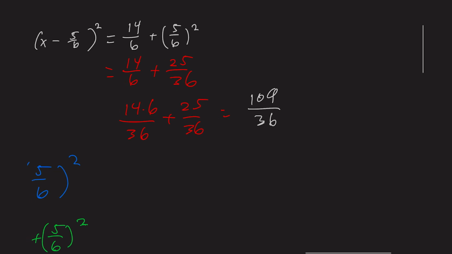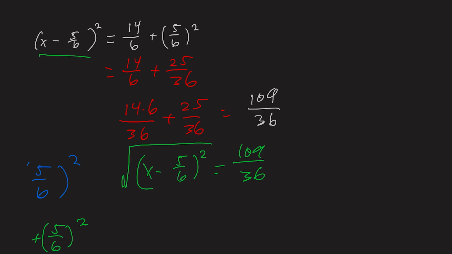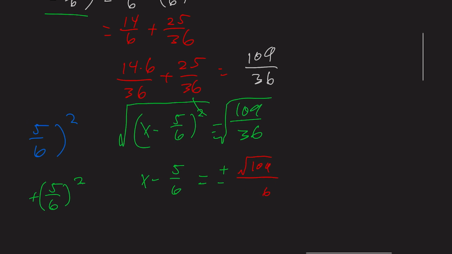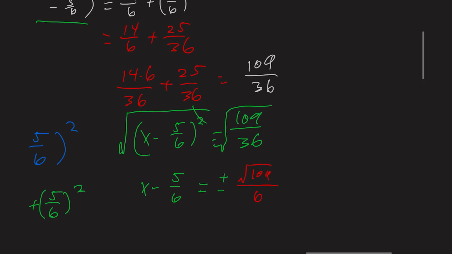So now I can rewrite my equation from up here. X minus 5 over 6 squared equals 109 over 36. And now I should be free to take my square root of both sides. So this is going to leave me with x minus 5 over 6 equals plus or minus, don't forget that, our rad 109 over 36. Now this radical can be rewritten as rad 109 over rad 36, and we all know that rad 36 is equal to 6. So we're going to put that in there.